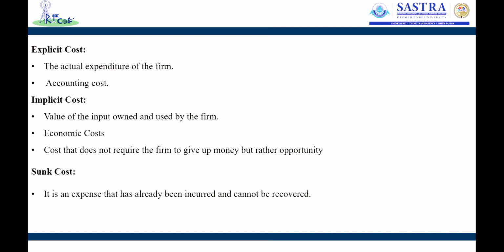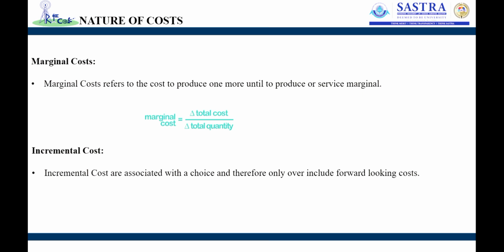Sunk cost. It is an investment already incurred and cannot be recovered. Nature of cost. As we saw in the cost element, marginal and incremental cost are said to be the nature of cost. However, incremental cost refers to the additional cost related to the decision to increase output. Hence, both concepts are associated with a change in cost, but marginal cost refers to both an increase and decrease in output. To determine the marginal cost, total cost divided by the quantity.